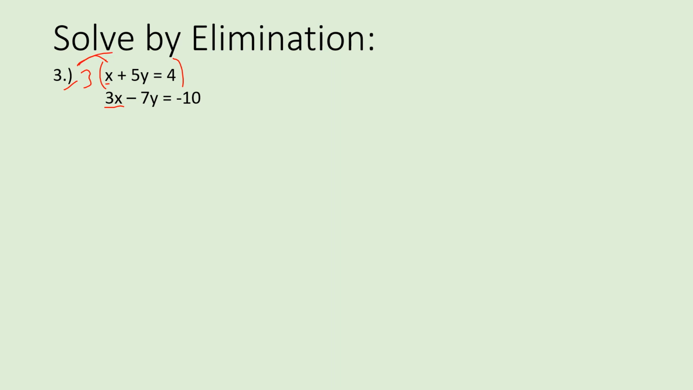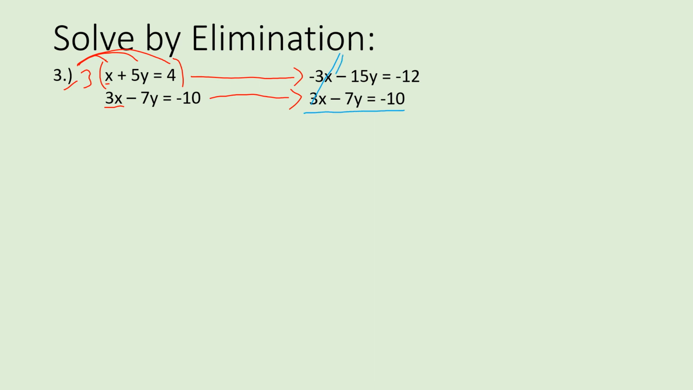Okay, and this is going to get distributed in to everything in that equation. And it's going to give us this, negative 3x minus 15y equals negative 12. This equation here, I've just carried over to make it easier to see. So now if we were to add these, negative 3x plus 3x cancel out. This is going to give us a negative 22y equals negative 22.